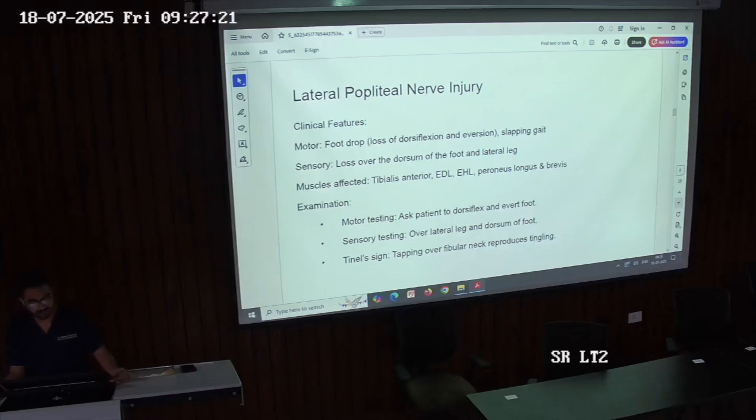Now the examination. Motor testing. Ask the patient to dorsiflex and invert the foot. So the patient will not be able to do it. It will be very difficult or impossible for the patient to do it. Sensory testing: lateral leg and dorsum of the foot, and tunnel signs. As I told, we have to tap along the pathway of the nerve, which out here is the fibular neck. It will produce the tingling sensation.